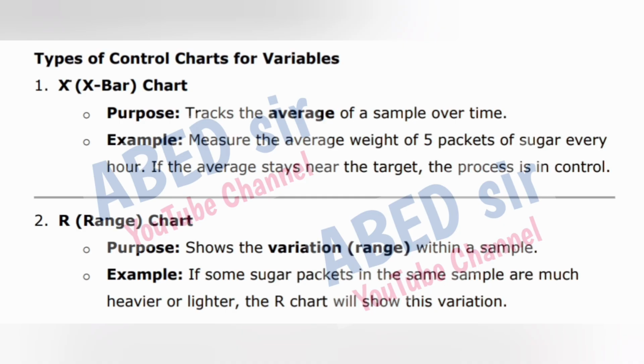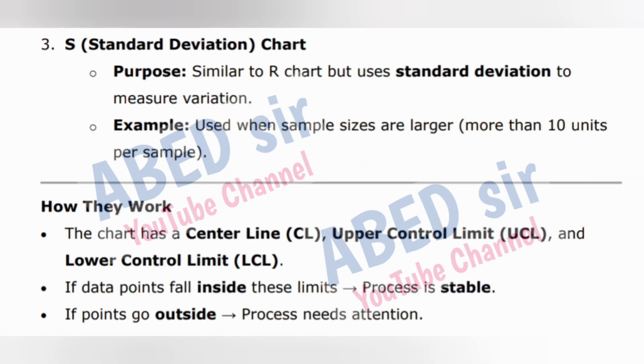2. R range chart. Purpose: shows the variation range within a sample. Example: if some sugar packets in the same sample are much heavier or lighter, the R chart will show this variation. 3. S standard deviation chart. Purpose: similar to the R chart but uses standard deviation to measure variation. Example: used when sample sizes are larger, more than 10 units per sample.